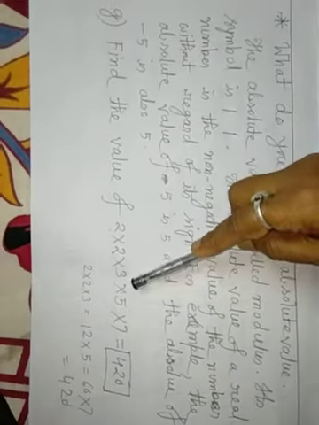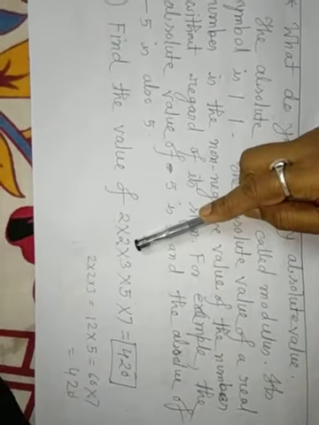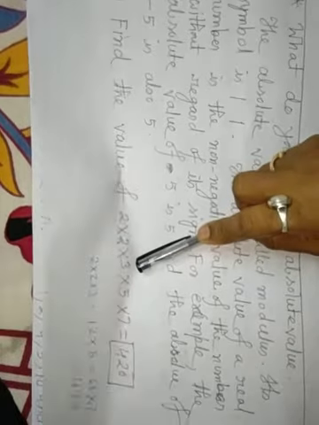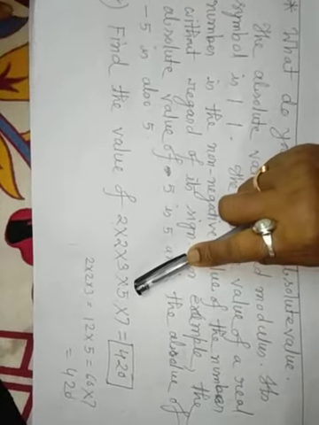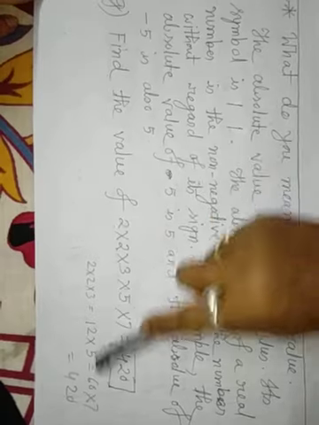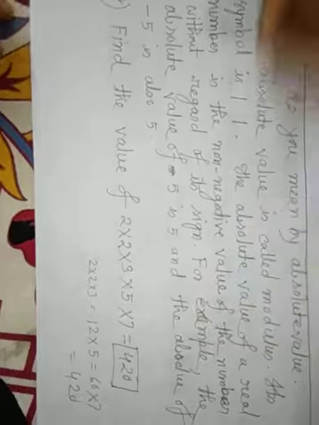G. Find the value of 2 into 2 into 3 into 5 into 7. That is 2 into 2, 4. 4 into 3, 12. 12 into 5, 60. 60 into 7, that is 420. Answer 420. Okay.